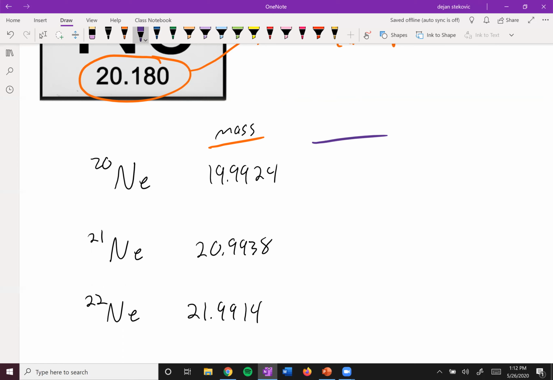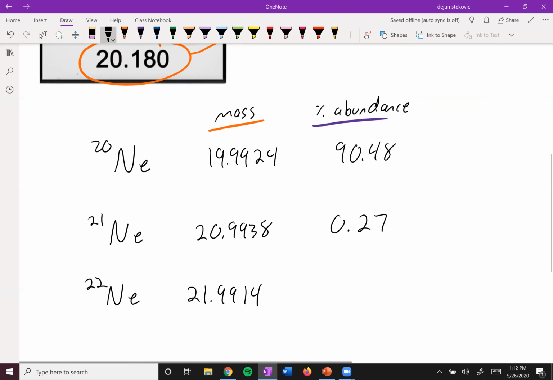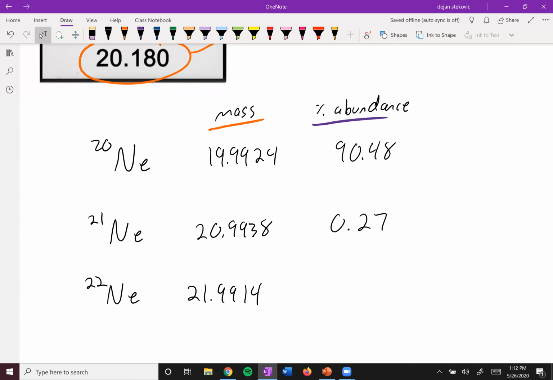So one thing we have to consider is the mass of each one. The next one we have to consider is the abundance. How abundant are these? How many of these are there? And so this comes in terms of the percent abundance. And you can look these numbers up as well. So most of the neon that exists on Earth naturally created is neon 20, and that's 90.48% of it. Neon 21, just a small fraction, 0.27%. And then neon 22, 9.25%.